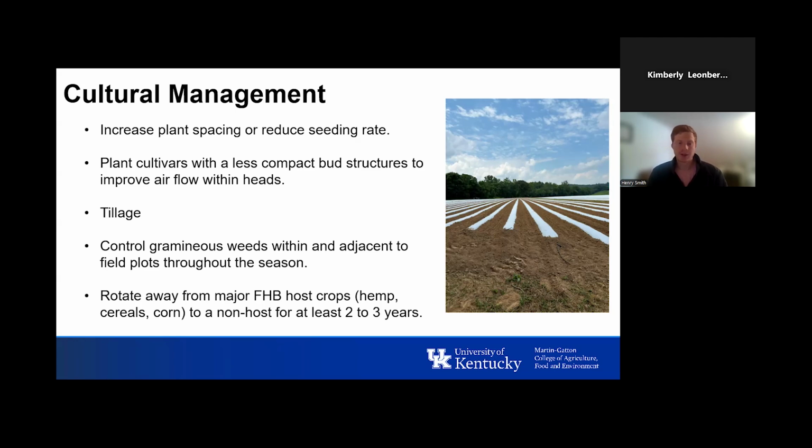Also, along with that, plant cultivars with a less compact bud structure to improve the airflow within the heads. So I said that the disease typically originates from the interior tissues of dense buds, and planting varieties where the bud is not as compact and more spread out will allow for better airflow, more rapid drying following rain events, resulting in an environment that is not as conducive for fungal infection and growth.